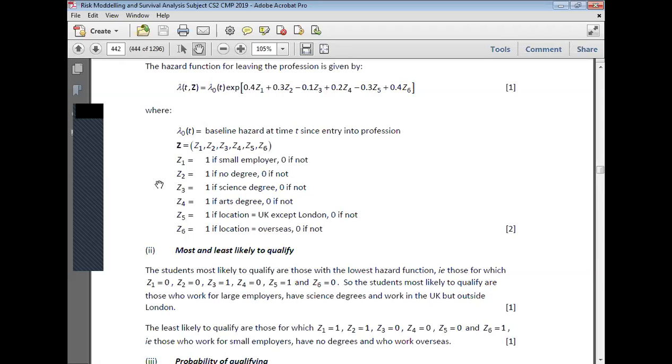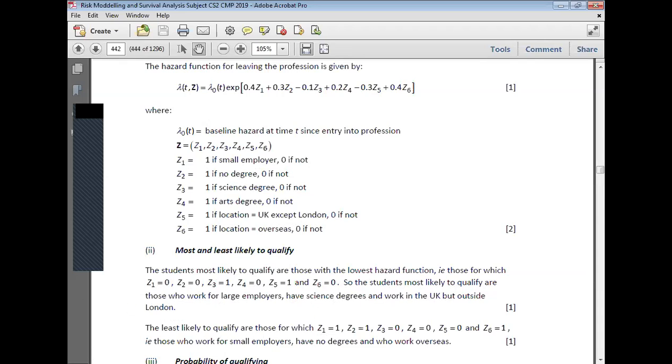I hope this is making sense to you guys. Any doubts so far? The next thing you will do is take all of these covariates with their values and see what Z3 = 1 and Z5 = 1 represent. Z3 is science and Z5 is UK except London, right? For all the students who work for large employers, my Z1 is 0. So Z1 being 0 means the person is working for a large employer, has a science degree, and works in the UK but outside London. These kinds of people are most likely to qualify.